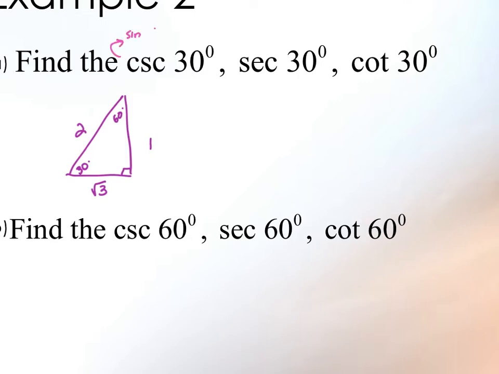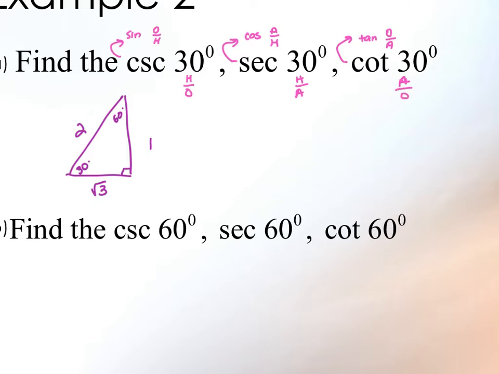So the cosecant is the reciprocal of sine, right? So if sine is opposite over hypotenuse, then cosecant is hypotenuse over opposite. Secant is the reciprocal of cosine. If cosine is adjacent over hypotenuse, then secant is hypotenuse over adjacent. And cotangent is the reciprocal of tangent, which is opposite over adjacent. So cotangent is adjacent over opposite.